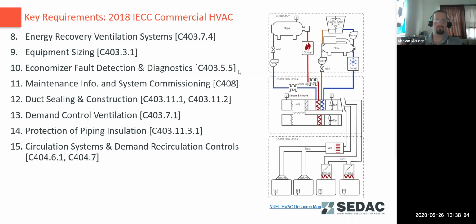Now we're going to move on through the HVAC section, and we'll come back to some of these other questions at the end of our presentation as we have time. But some key requirements for the commercial HVAC section we want to touch on. Requirements for when do you need to have energy recovery ventilation systems, equipment sizing, economizer, fault detection diagnostics, system commissioning, duct sealing and construction, insulation requirements, when do you need to have demand control ventilation, protection of piping insulation, and circulation systems and demand recirculation systems for domestic hot water controls.